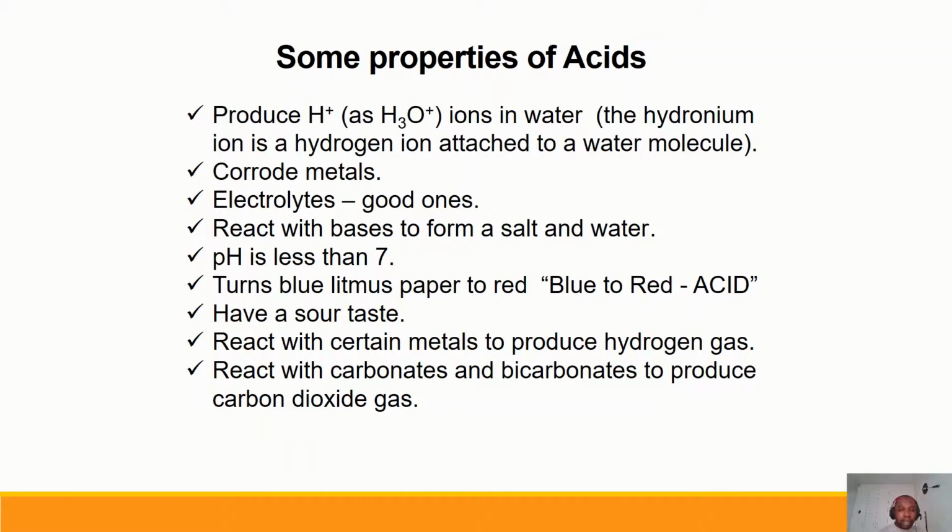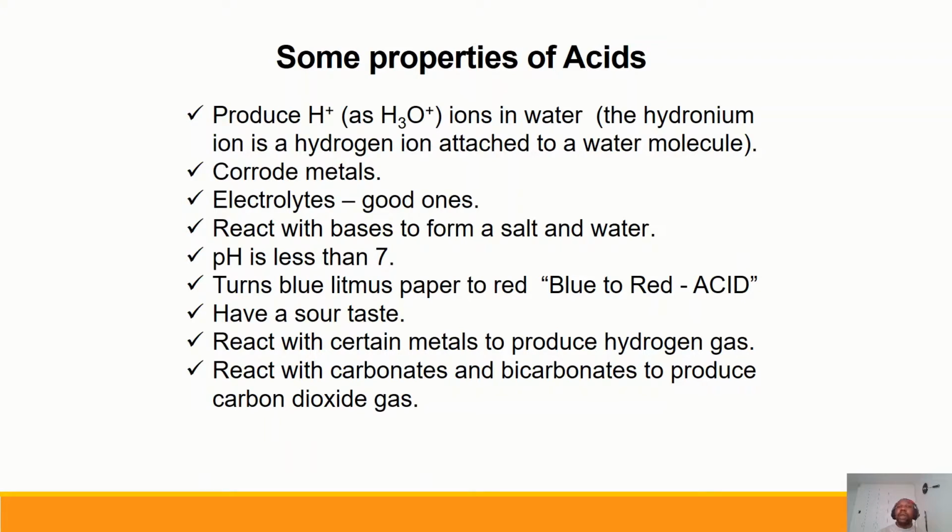Some properties of acid: acid produces H plus or H3O plus in water, and H3O plus is known as hydronium ion, which is a hydrogen ion attached to a water molecule. Acid corrodes metal. They are electrolytes. They react with bases to form salt and water, and they have pH less than 7.